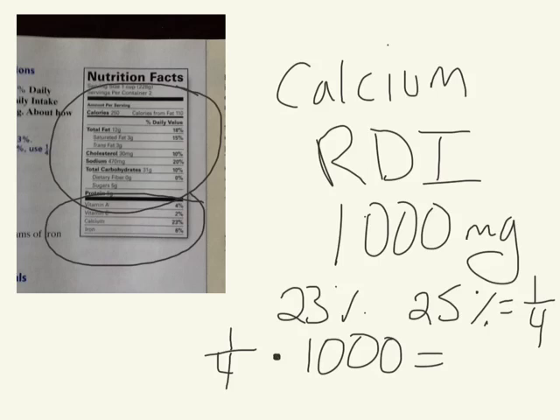and that's going to equal, well, if we put 1,000 over 1, we can cross cancel. 4 goes into both 4 and 1,000. It goes into 1,000 250 times. So we have consumed 250 milligrams of calcium.